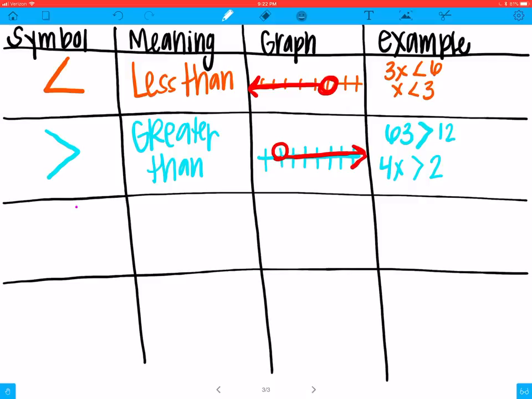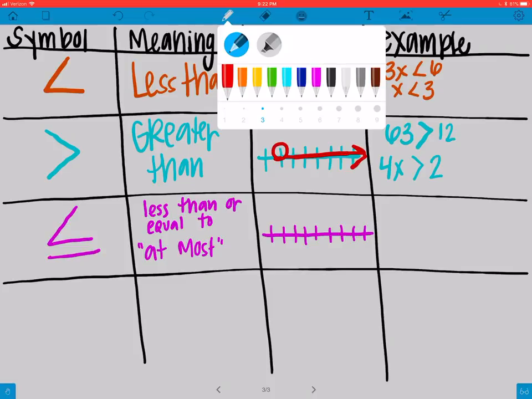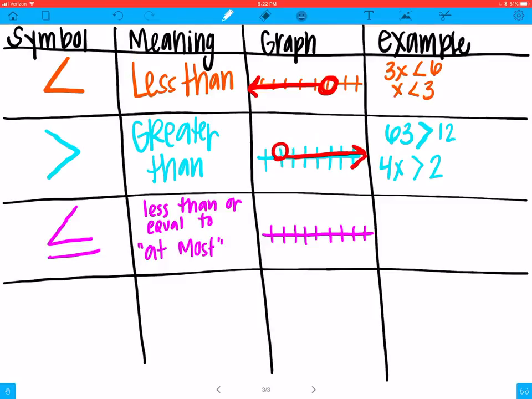So if we have less than or greater than, what happens if we include equal to? So the pink one is less than or equal to. You may see this in other ways when you're reading a real world situation. They're not necessarily going to say less than or equal to. They might say at most. So at my house, I have 2 dogs and 2 cats. And I could say my house should have at most 4 animals. That's a lot of animals.